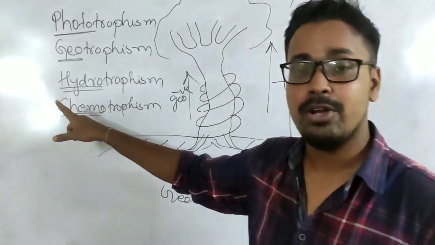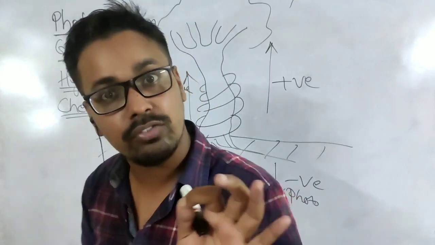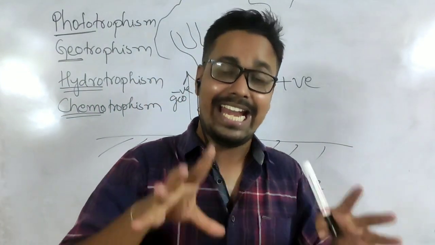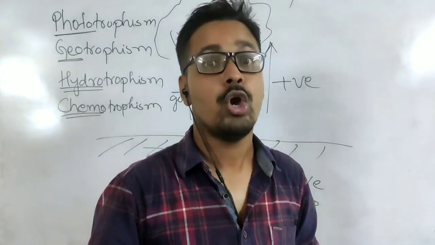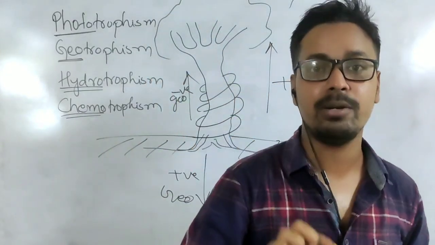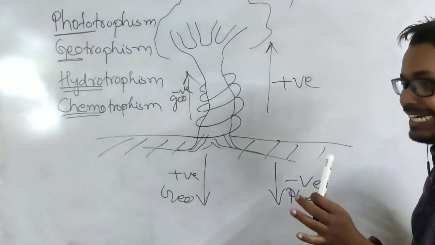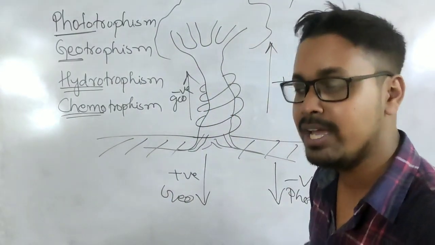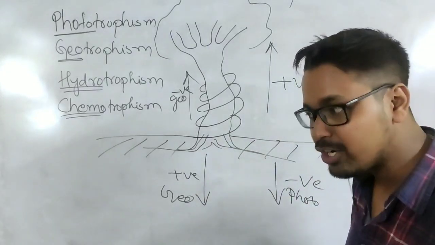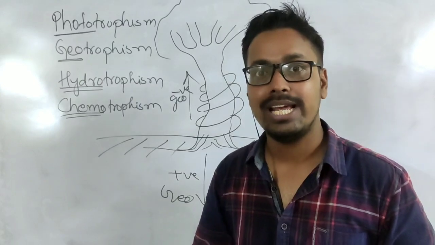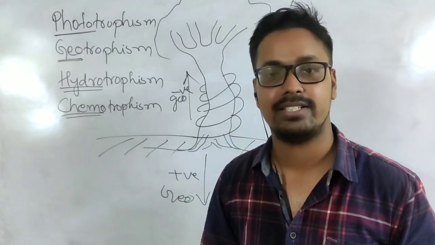Now trophism will actually meet the growth of the plant. How does growth of the plant take place? And here comes the most interesting part, or I must say the most important part: hormones. Hormones are one of the most integral parts of any organism, irrespective of whether it is a plant or an animal. So let's see how hormones play a role in the control and coordination of plants.